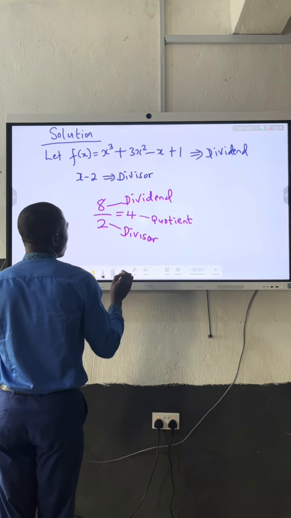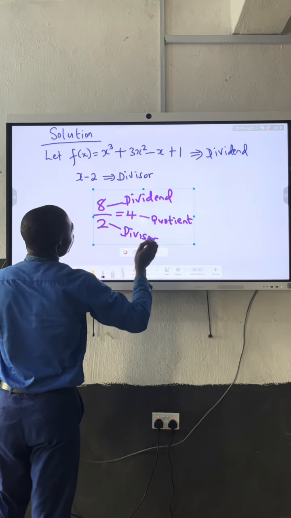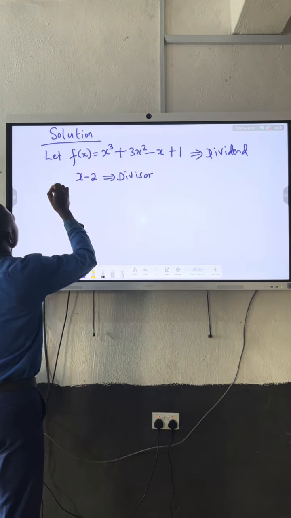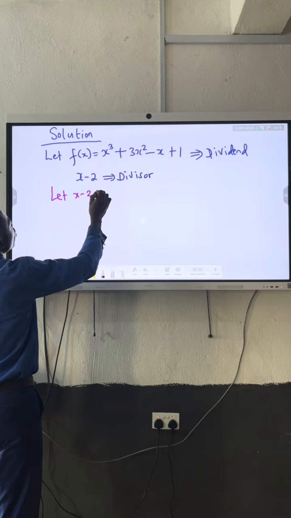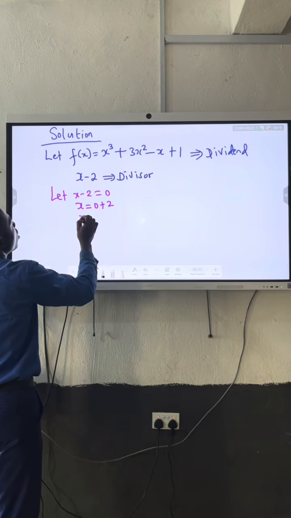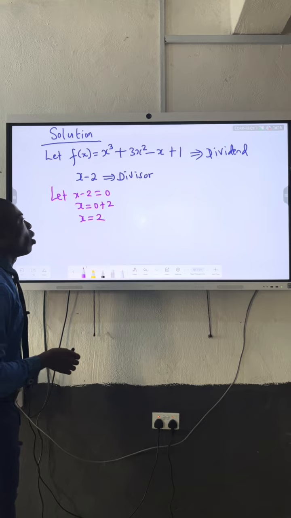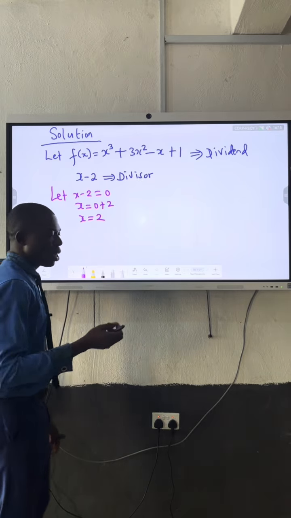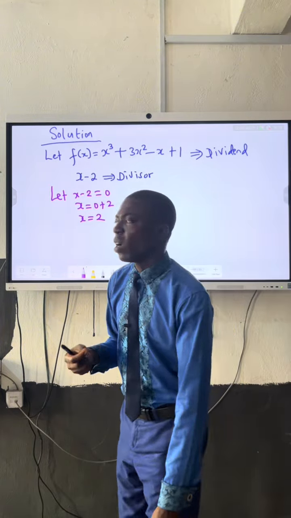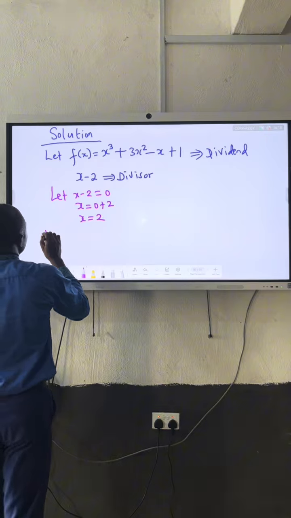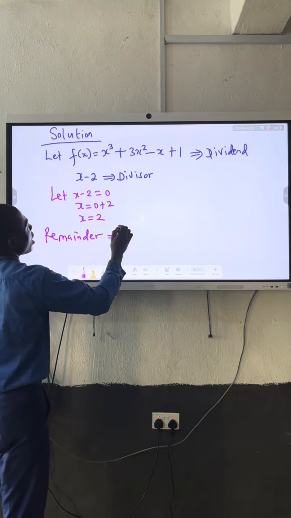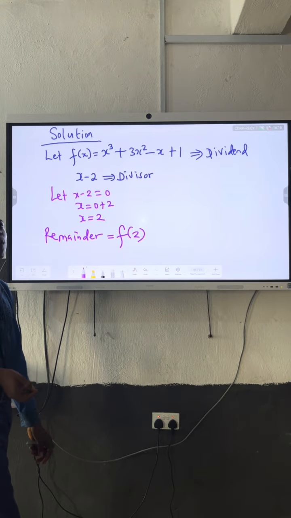For you to use the remainder theorem, the first thing you are going to do is to set this divisor equal to 0 and solve. So we say, let x minus 2 be equal to 0. Solve it: x is equal to 0 plus 2, so x is equal to 2. After you have set your divisor equal to 0 and solved for the value of x, the next thing to do is to say that the remainder is now equal to the image of 2, written as f of 2.